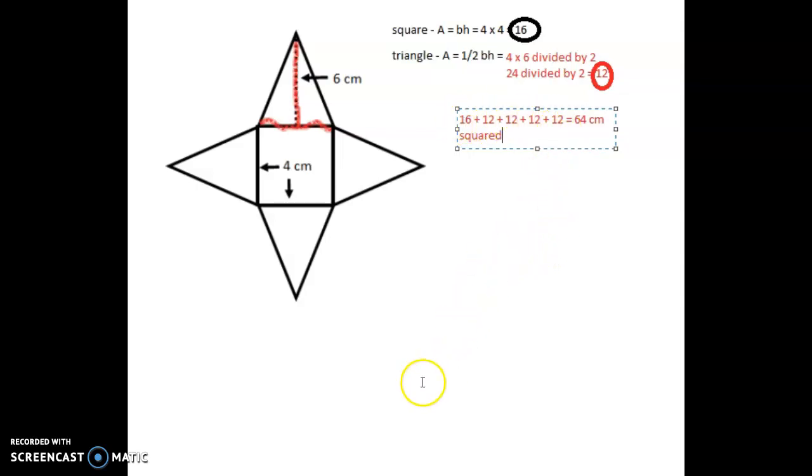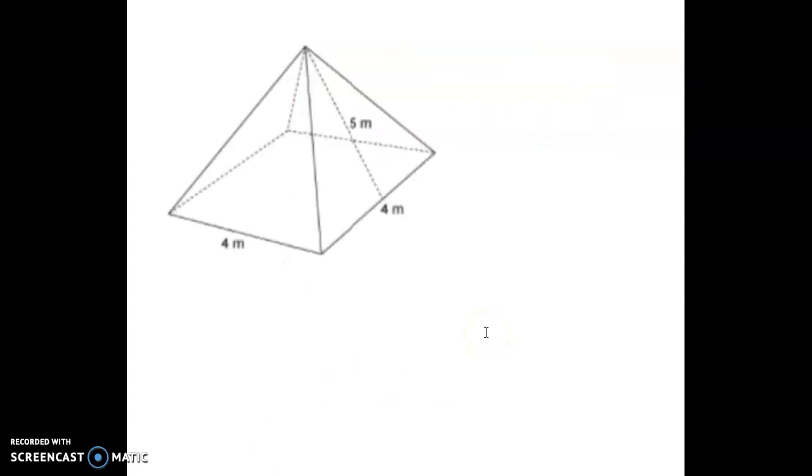Okay, now we're going to move on to what we would do if this shape is still folded up. Sometimes they don't give you the net, they give you the folded up shape. So what I'm going to do is list out what I see. And what I see is we have the bottom of the shape, and then we have 4 sides. Now here's the thing about the sides. Are all 4 going to be the same?